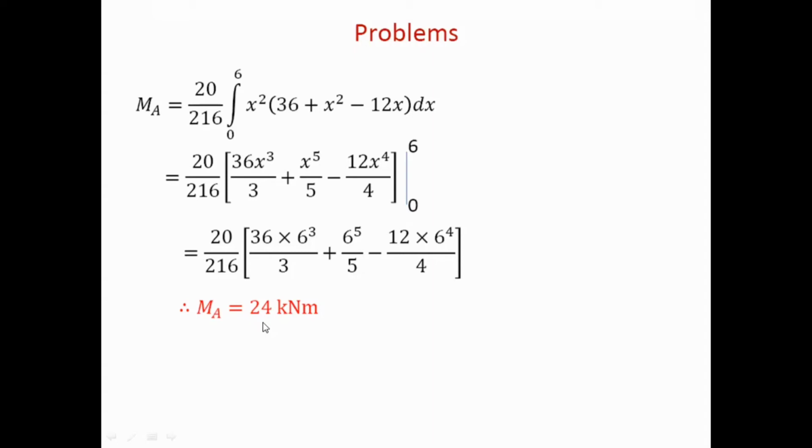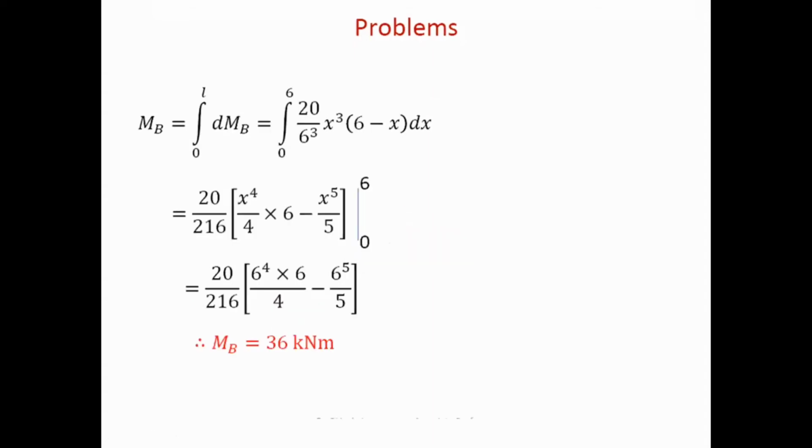Now next is MB. We have to find MB. So MB's equation, the partial fixed end moment. Again, we have got this from the elemental strip and so on, and then we have integrated. So now we have to carry out the integration.